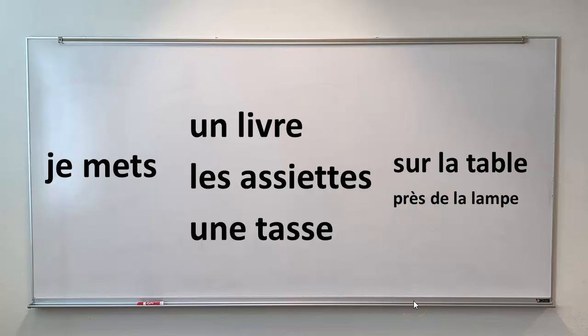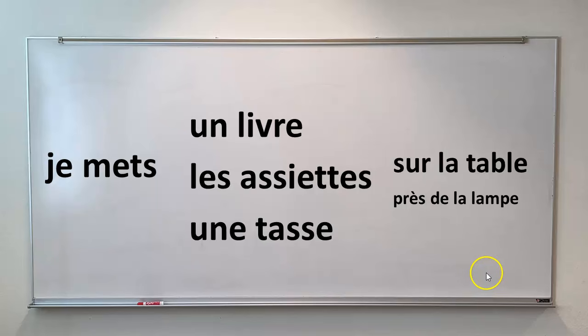Okay, so let's put it all together. If I want to say I put a book on the table, I would say je mets un livre sur la table. I put the plates on the table. Je mets les assiettes sur la table. I put a cup on the table. Je mets une tasse sur la table.